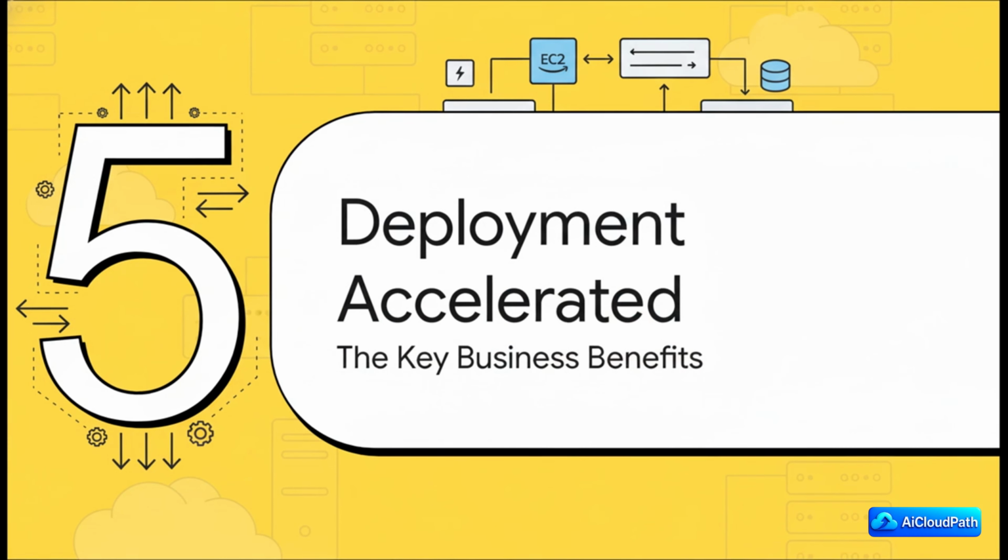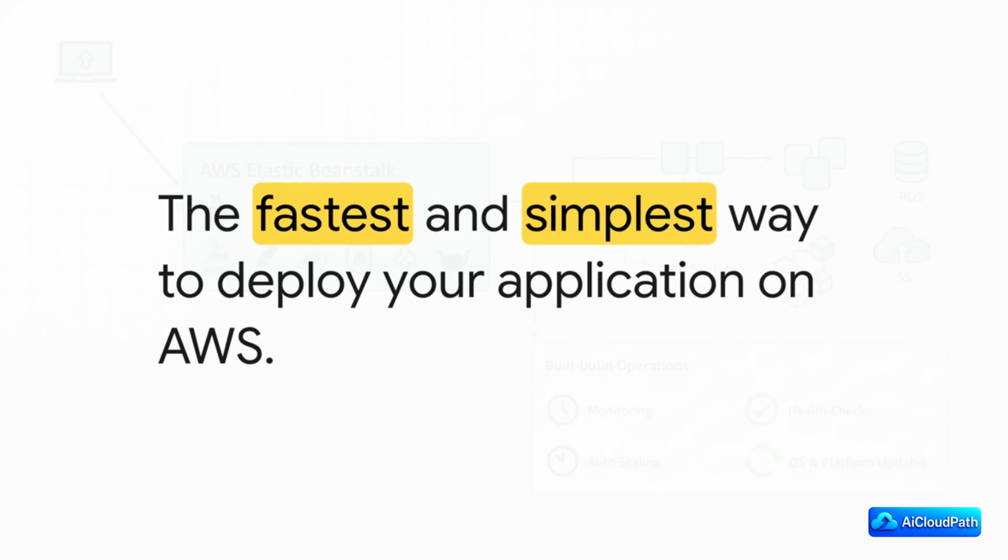Okay, so that's a lot of cool automation, but what does it all mean? Like, what's the real benefit to you or your business at the end of the day? Let's get to the bottom line. It really comes down to this. It is, hands down, the fastest and simplest way to deploy your application on AWS, period. It just vaporizes dozens of complicated steps and lets you go from a file on your computer to a live, scalable app in, well, minutes.